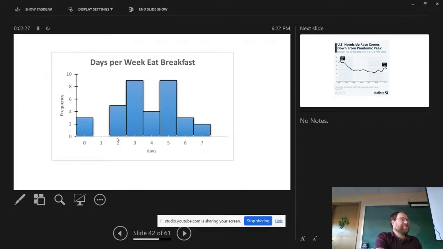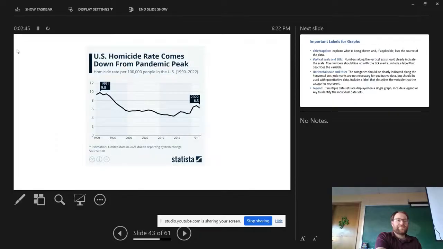So that right there is an example of a histogram. So notice the rectangles are all connected. The only one that's not there is 1, but that's because we didn't have anyone that voted for 1 in that case. Time series graph. So showing a trend of data over time from 1990 all the way to 2022, it looks like.